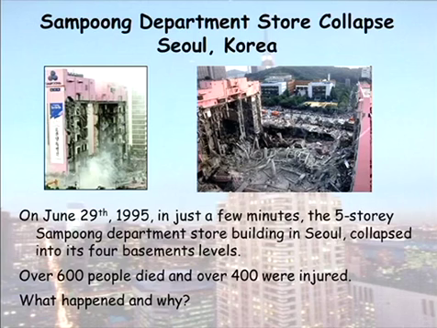On June 29, 1995, in just a few minutes, the 5-storey department store building in Seoul collapsed into its 4 basement levels. Over 600 people died and over 400 were injured. What happened and why? I apologise for appearing to show all these failures occurring in other countries. It's just that certain countries have less stringent regulations, and so basically this is what happens when regulations aren't so stringent. This is what can happen.